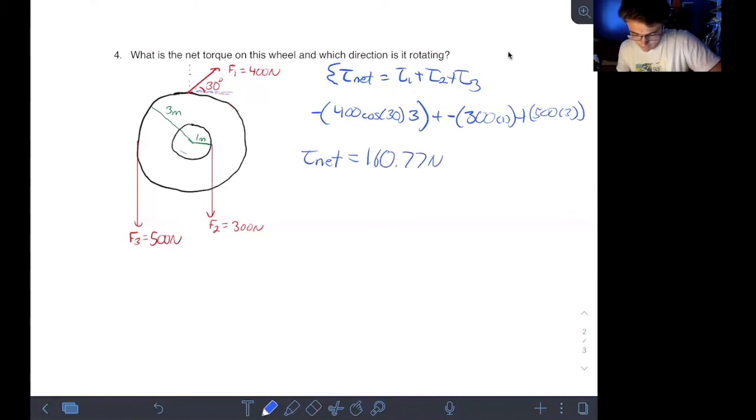160.77 newton meters. So what direction is this wheel turning? It is turning in the counterclockwise direction, right? Counterclockwise. That's how they abbreviate it, I think. Yes, because we define that as a positive direction, and we have a positive torque. Cool.